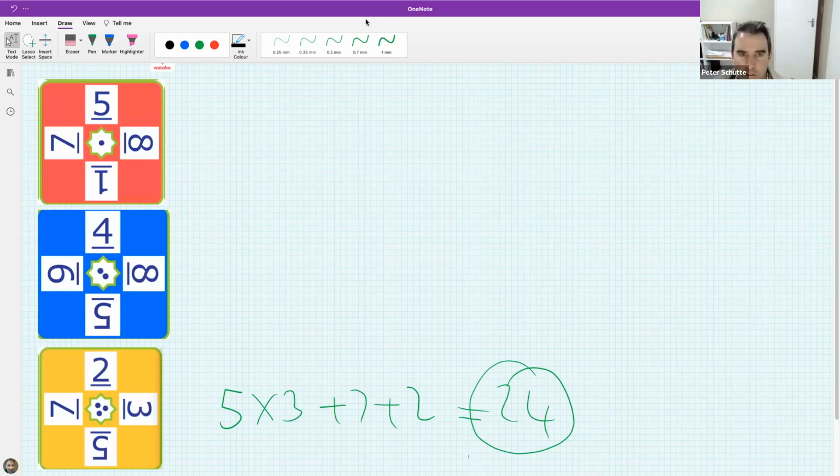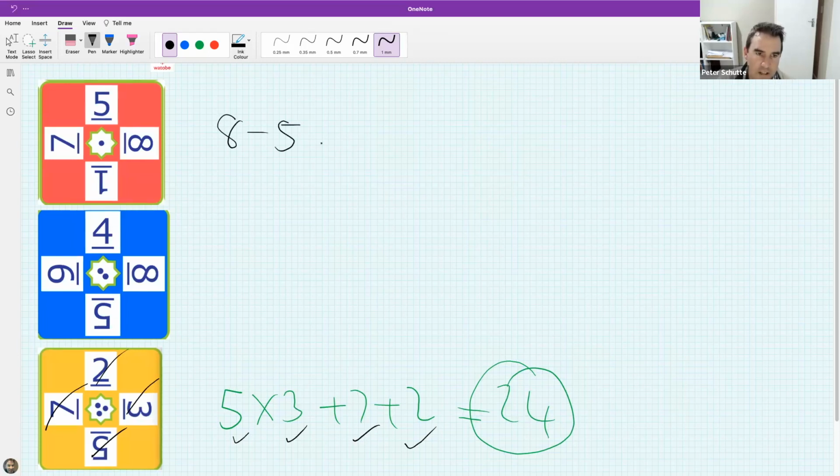Who else could solve one of these cards? So notice how Linda used a 5, a 7, a 3, and a 2. Anybody else have one that they think they can get? I'll give you a hint. You could go for the first one, 8 minus 5, to give you 3. That should help you along the way.